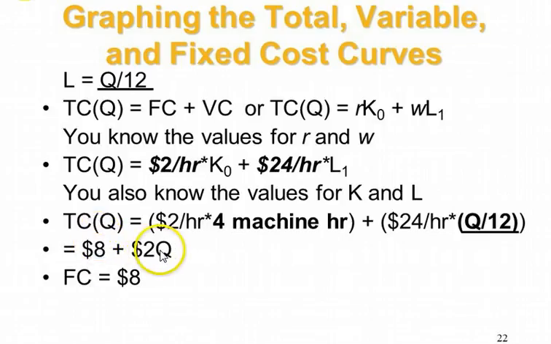So if we produce 0 units, plug in a 0 here. This part becomes 0, right? So total cost equals 8. That must be fixed cost. Variable cost is this part right here. So variable cost equals 2Q.